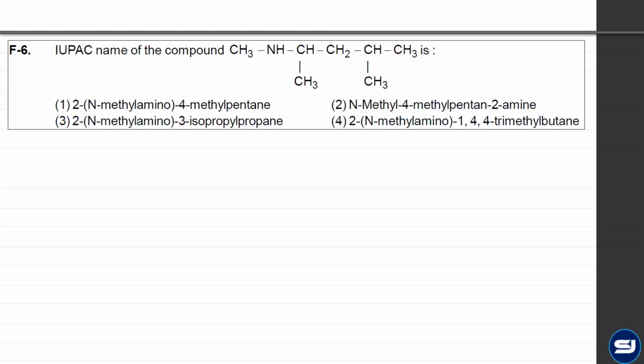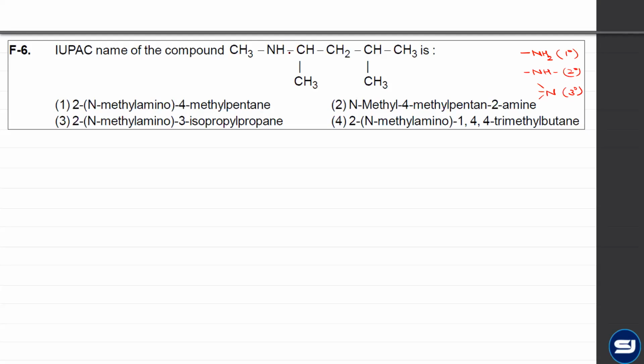Next, IUPAC name of the compound given is. Observation. Is it polyfunctional or a simple single functional group compound? Single. And which is the functional group? Amine. And it's a secondary amine. Amine में NH2 is a primary amine. NH with 2 alkyl groups is secondary. And N with 3 alkyl groups will be tertiary. तो ये secondary amine है.